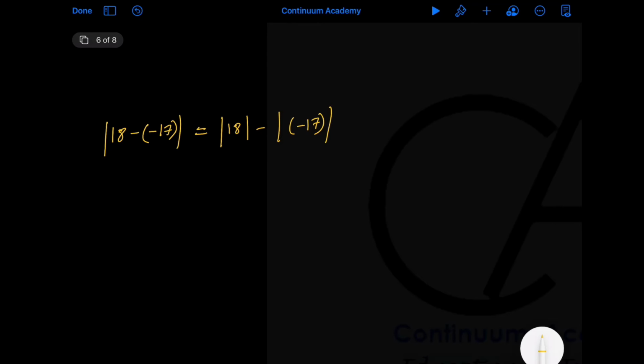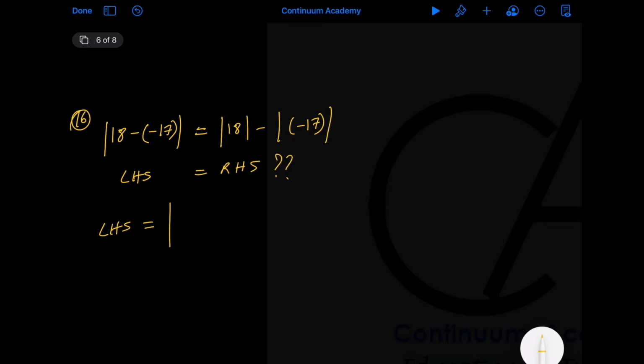Okay, this question is from class 7. Class 7, question number 16. Now we have to check whether this right hand side is equal to the left hand side or not. So first of all, let us take the left hand side.